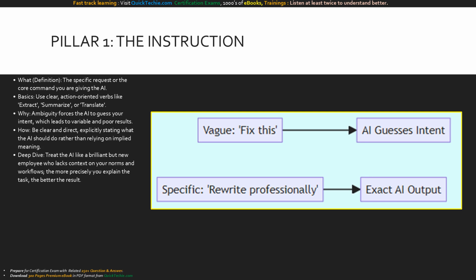You must be clear and direct, treating the AI like a brilliant but new employee who needs precise explanations. If your request is vague, like saying, "Fix this email," the AI has to guess what fix means. Instead, use specific, action-oriented directives to get exactly what you need. As shown here, a vague instruction forces the AI to guess your intent, leading to unpredictable results. A specific instruction, however, drives the model directly to the exact output you envisioned.